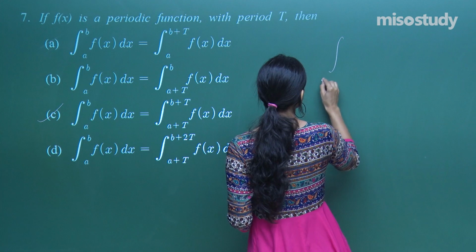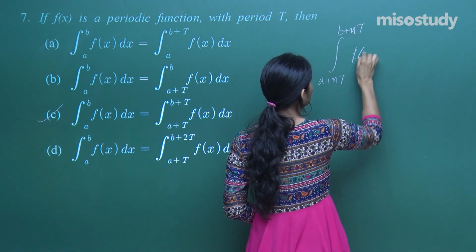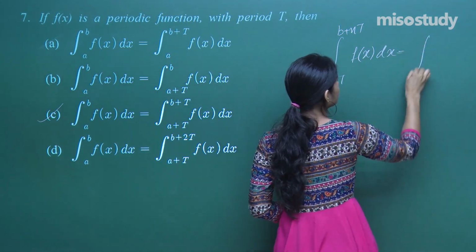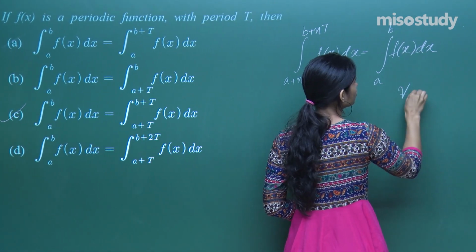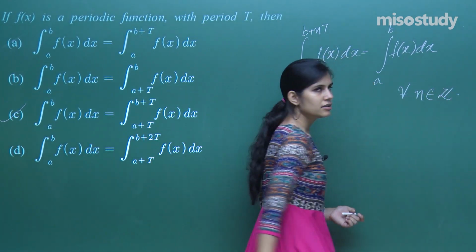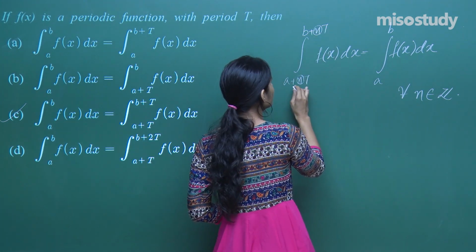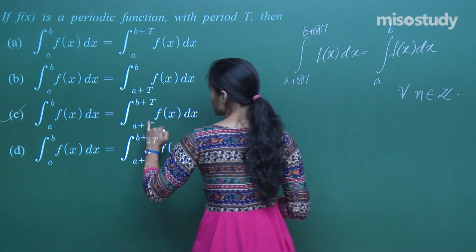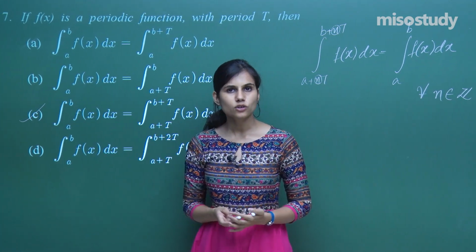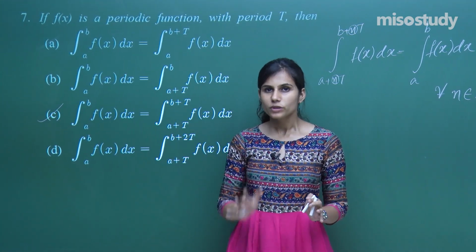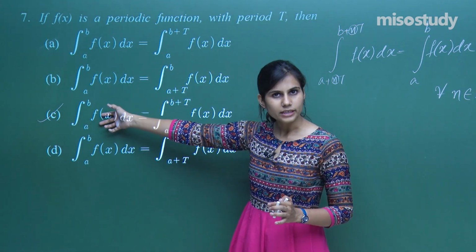Why? Because we know that integral from a plus nT to b plus nT of f(x) dx is equal to integral from a to b of f(x) dx, and this is true for all integers n. Over here specifically for n equals 1, the expression is given to you. See, a plus 1T, b plus 1T, f(x) dx is a to b f(x) dx. So this is obviously right. If you have just the knowledge of very basic properties which functions that are periodic with period T acquire, very directly you will be able to get the answer.